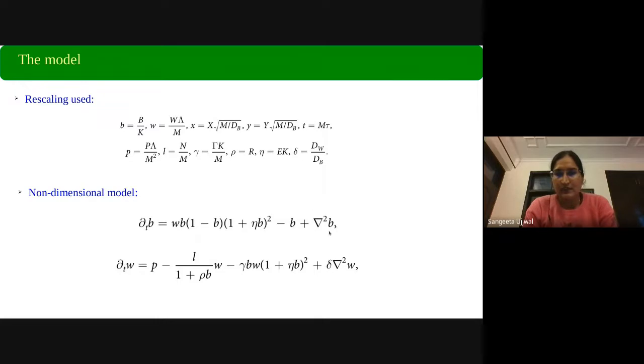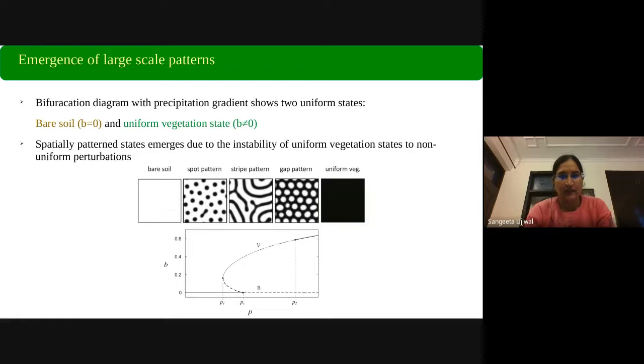If we do not consider the spatial terms, that means if we are considering spatially uniform solutions, then the B not equal to zero branch corresponds to a uniform vegetation state. So we can have in general two solutions for the biomass, corresponding to B equals zero and B not equal to zero. And if we also consider the spatial terms, then we can have spatial instabilities of uniform vegetation states, and then we can observe different kinds of patterns also.